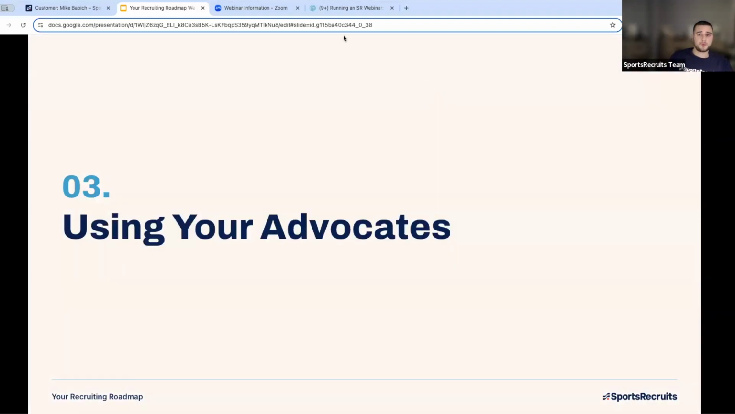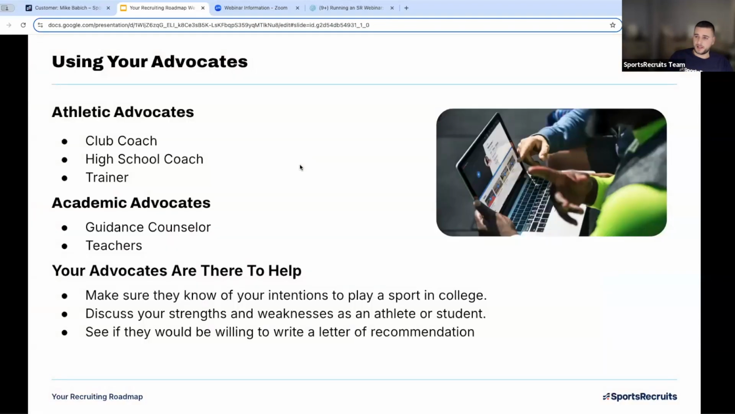Okay, next up, we'll go into utilizing your advocates. And for those of you who don't know what an advocate is, it's essentially someone who's in your corner, who's willing to speak on your behalf, who's willing to go to bat for you, someone who is going to be a benefit to your recruiting process as a whole. It's something that is impossible to do alone. You need people working with you. Of course, you have your family there as well, and they're advocates in their own right.